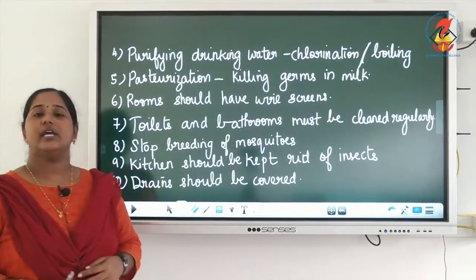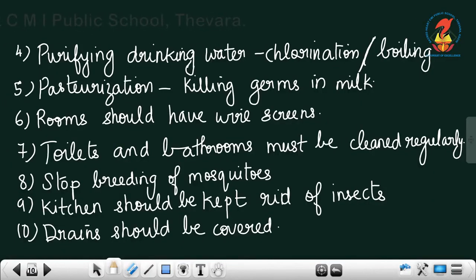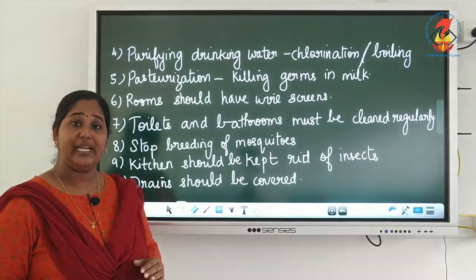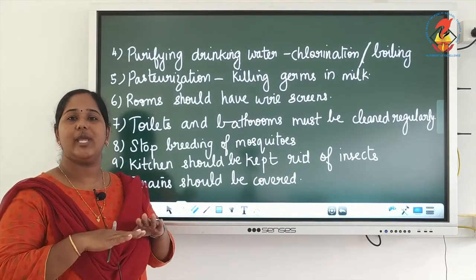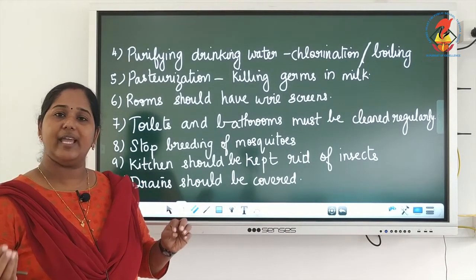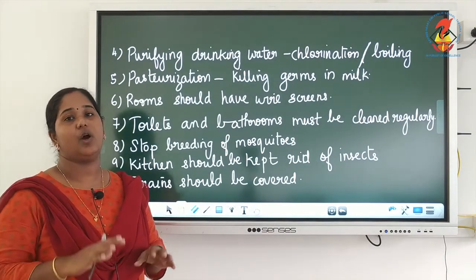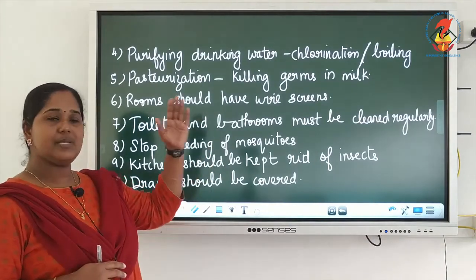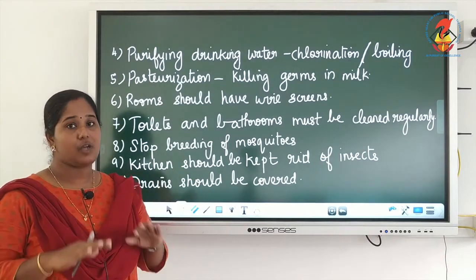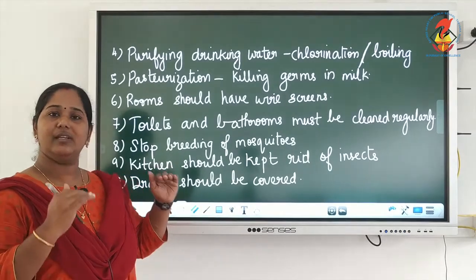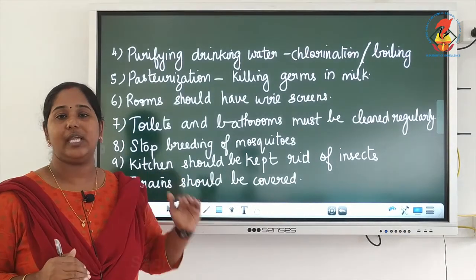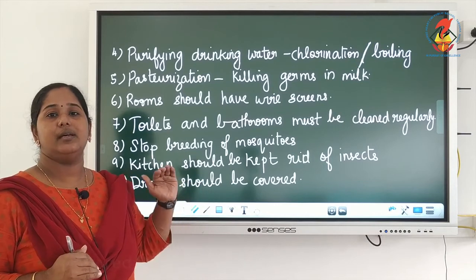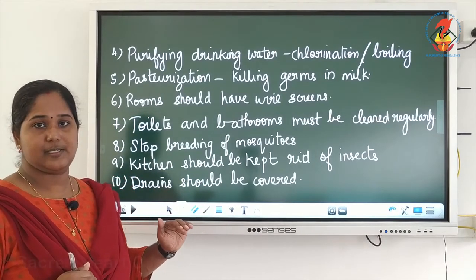And the last one is drains should be covered. Drain or drainage system is where you have wastewater. So that is also a place for mosquitoes to breed too much. So drains should always be covered so that the flies or mosquitoes will not come into direct contact with this wastewater or drainage water. So these are some important things. It does not stop here. There are many more. So these are the very few important things that you have to keep in mind to prevent the spreading of communicable diseases.